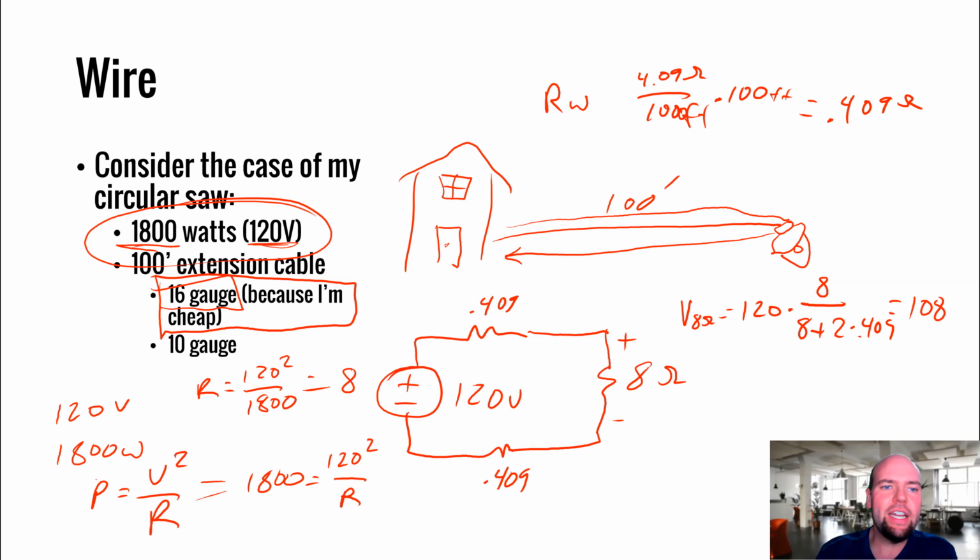And so instead of getting 1,800 watts, how much power was it getting? I'm just throwing math everywhere on this page. So the power was actually 108 squared divided by 8.